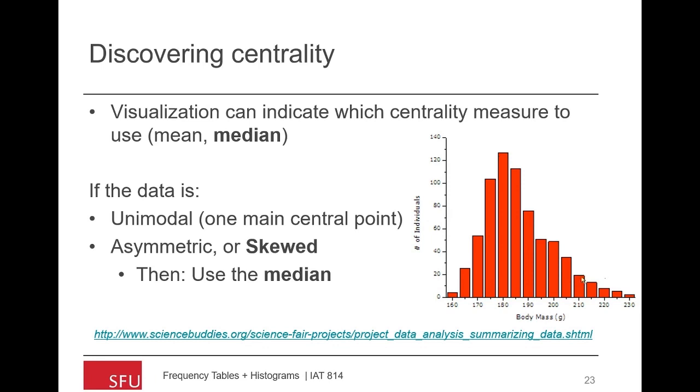And so what that means is that this thing is skewed. There's probably more data points to the right, and also the range from the mode to the right is greater than it is from the mode to the left. In this case, the centrality measure to use is the median.